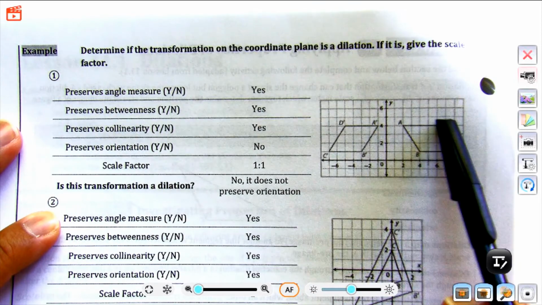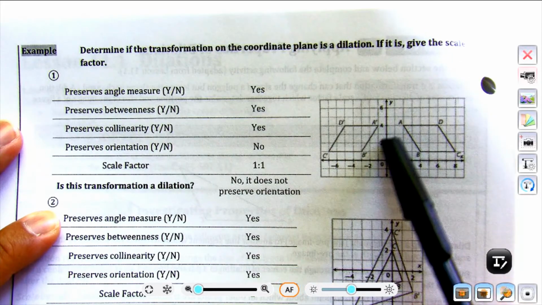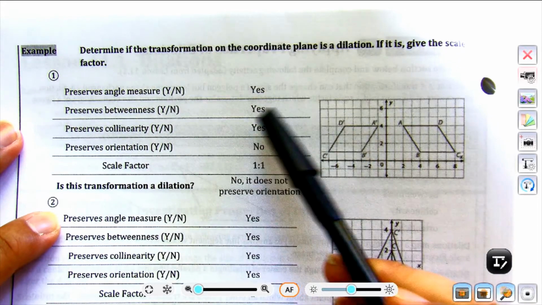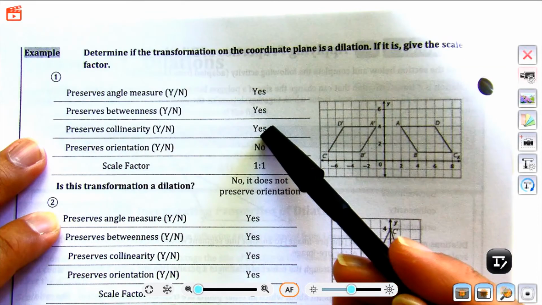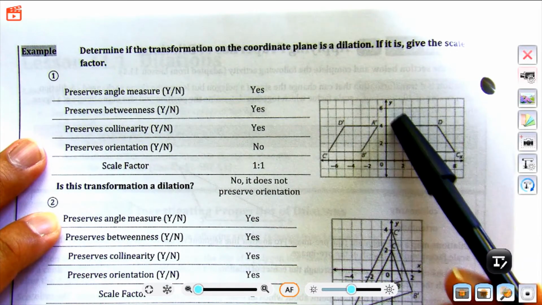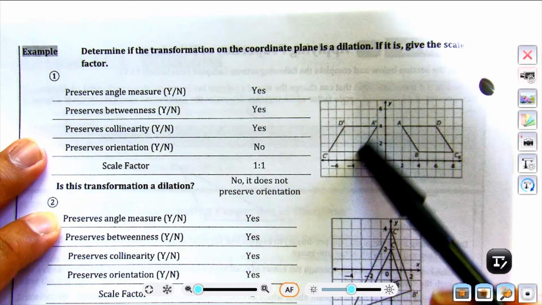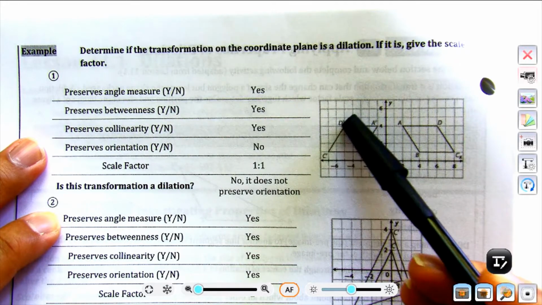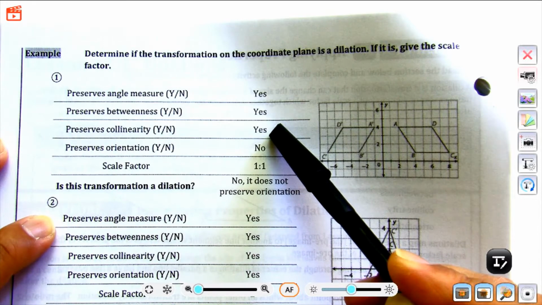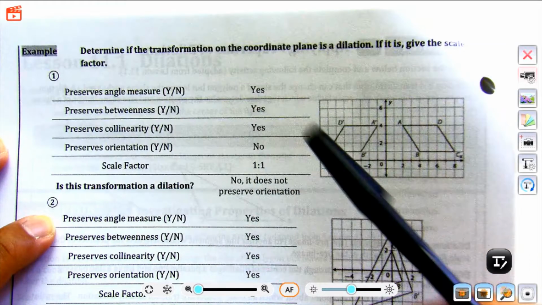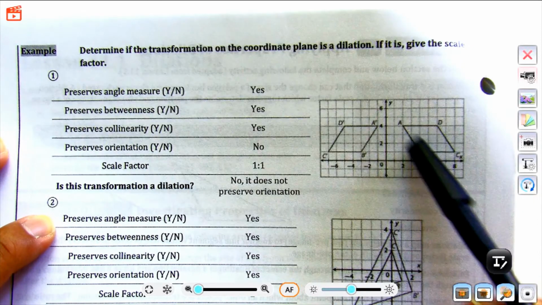The collinearity. So are the points on a straight line? We have AB, that's a straight line, BC, CD, and then DA, and same here, AB, BC, CD, and DA, and that's a yes. Next, the orientation. The orientation of this figure is facing this way, and we look at the orientation of this figure, it's facing the other way. So actually this would be a no. These two figures do not preserve orientation because this looks like a reflection of the original one. So that's a no.